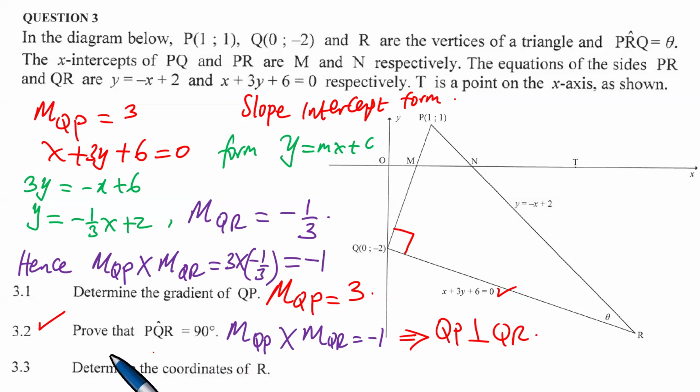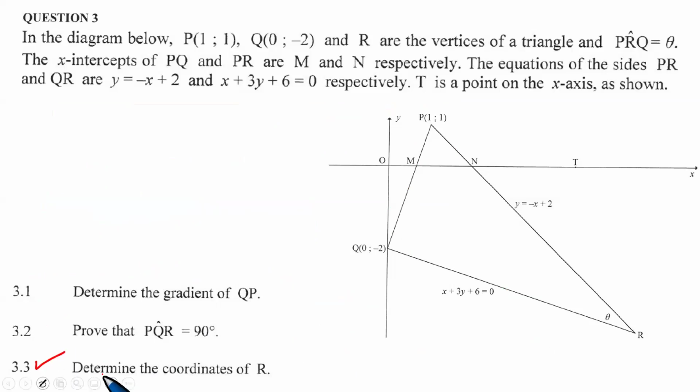Just to sum up our answer here, we have established the fact that QP is perpendicular to QR. Why? Because the product of the gradients is minus 1. So, next question. In the next part, we want to determine the coordinates of R. To determine the coordinates of R, what do we do?